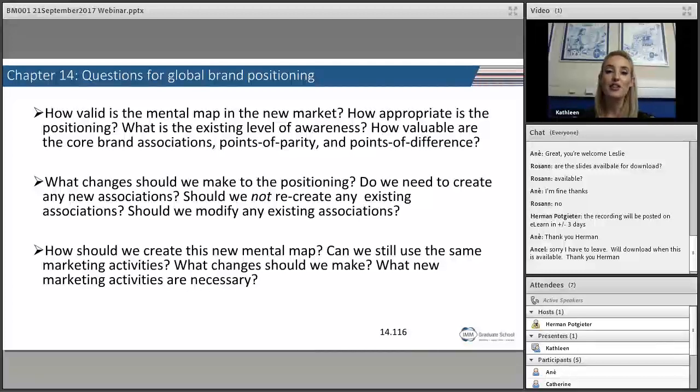So in order for us to build a global brand, we will create salience, develop brand performance, craft brand image, elicit brand responses, create brand feelings, and cultivate resonance, which again is correlating to the 6 building blocks within our customer-based brand equity.